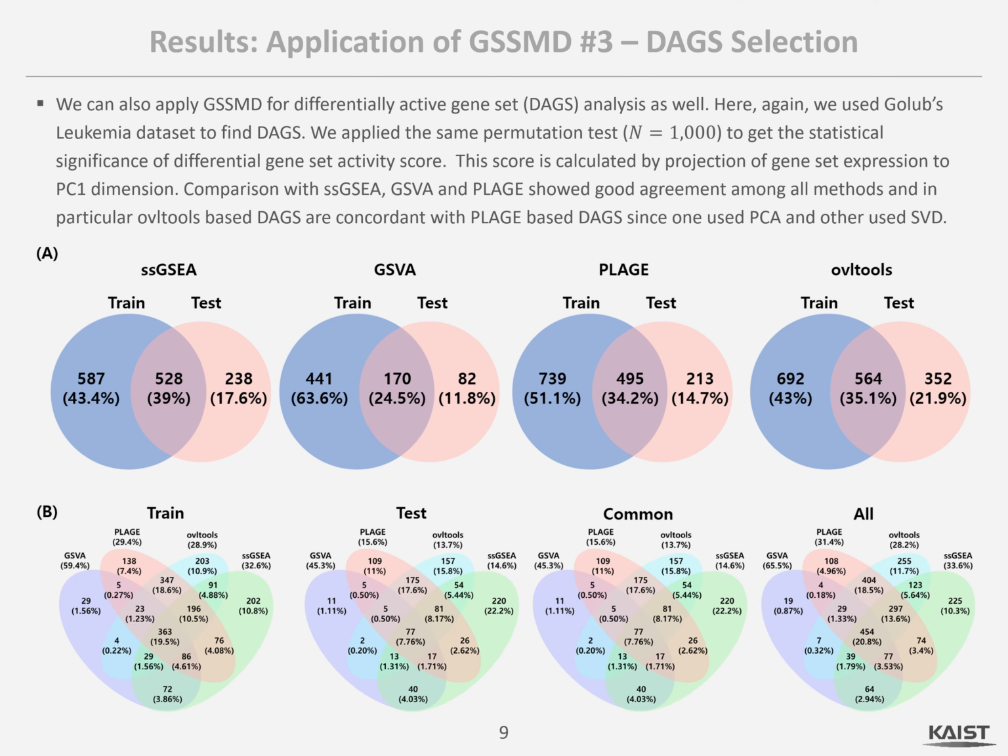It's also possible to apply GSSMD to the multivariate case. To show this, we performed gene set activity analysis and compared with conventional methods such as single sample GSEA, GSVA, and PLAGE. Here we use the first PC as the kernel function, and thus the active gene sets discovered by OVL tools are similar to those discovered by PLAGE, which utilized SVD. Overall, the results of the 4 methods are well matched to each other, as shown in the Venn diagram analysis in this figure.